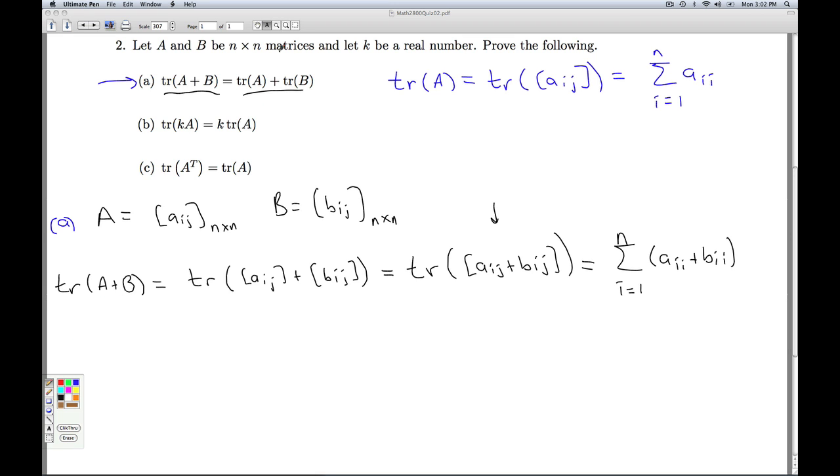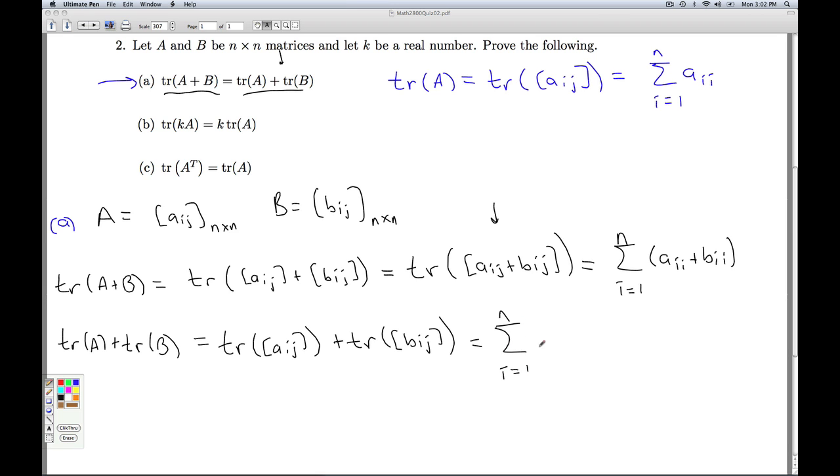Now we need to compare it to the trace of A plus the trace of B. So what's the trace of A plus the trace of B? That's the trace of the matrix a_ij plus the trace of the matrix b_ij. By definition, the trace of the matrix a_ij is the sum i equals 1 to n of a_ii. The trace of b_ij is the sum i equals 1 to n of b_ii.